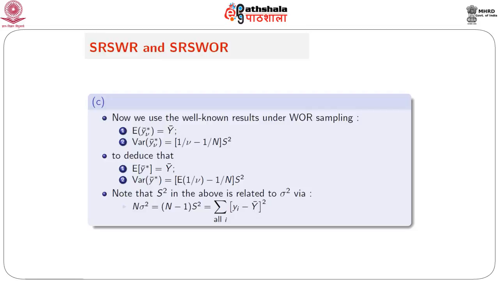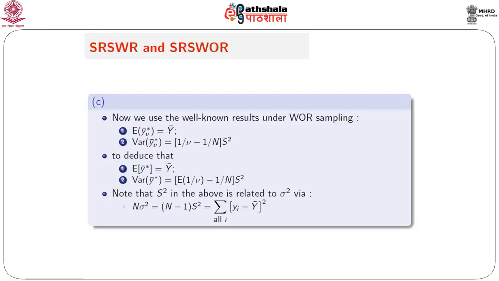Therefore, for the unconditional variance, we apply the E1, V2, V1, E2 principle, and then the unconditional variance will be as given in expression number 2 below, that will be variance of y bar star equal to expected value of (1/nu minus 1/capital N) S square. So at the top, we are showing the results under without replacement sampling, conditional on nu, explicitly dependent only on the samples which are composed of nu distinct units. That is how we have the results 1 and 2 on the top, and then using those and taking unconditional expectation with respect to nu, we find the results 1 and 2 below.